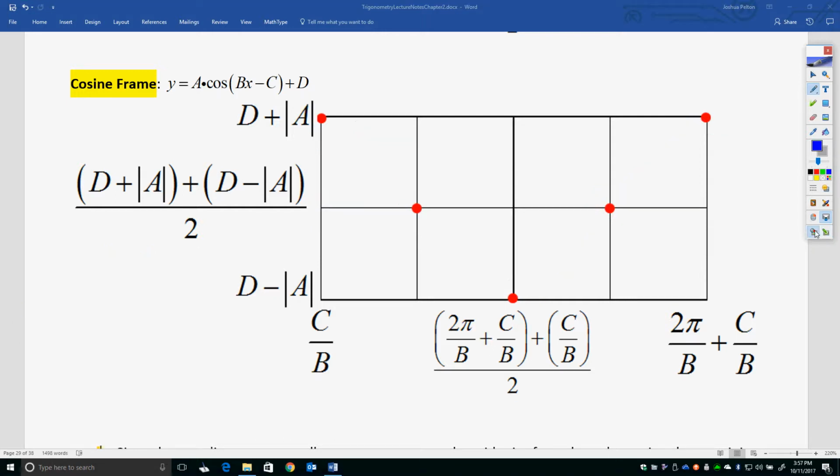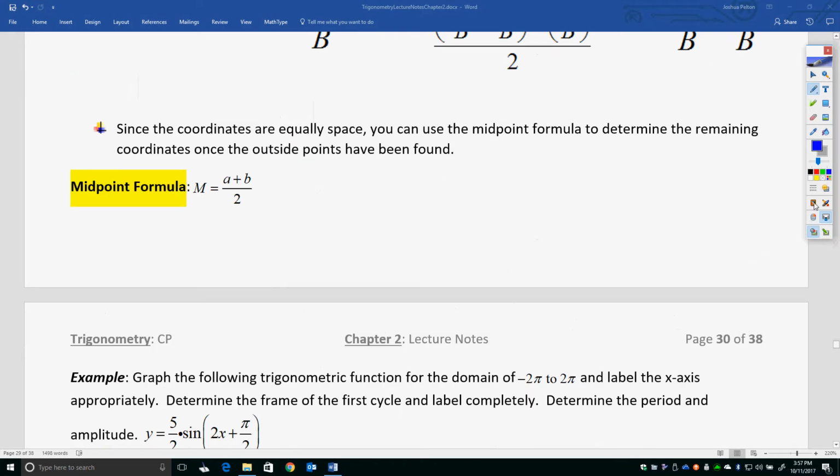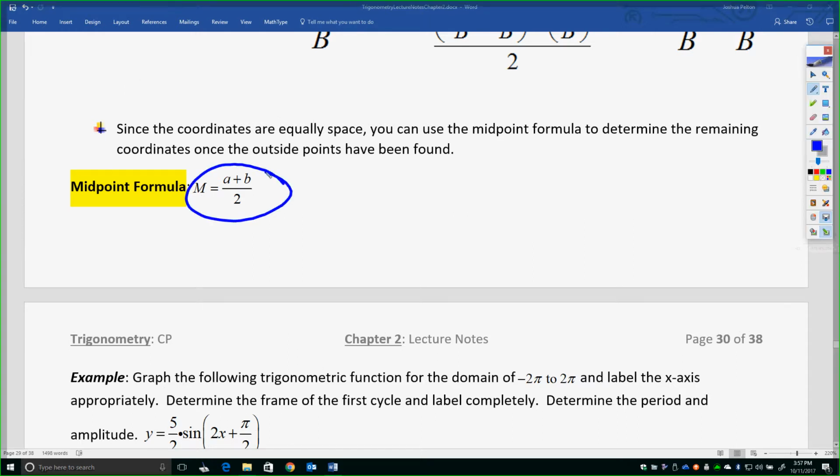Okay, let's do some examples. So first, remember, the reason why we can add them up and divide by 2 is the midpoint formula. Of course, we're not doing a and b, we're doing the different endpoints.